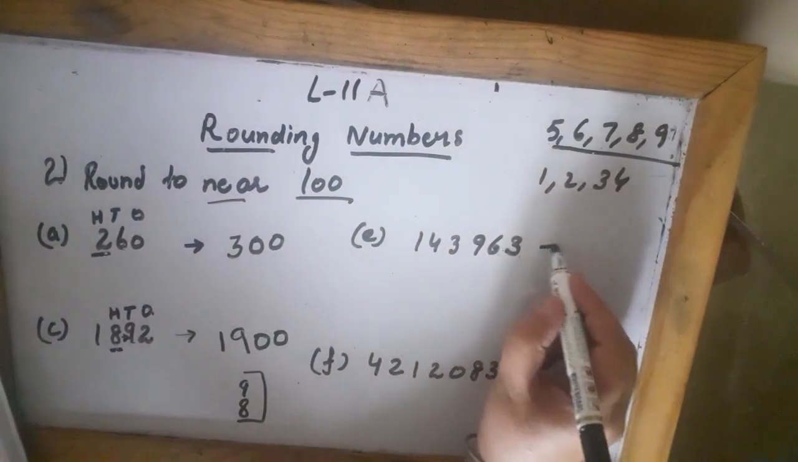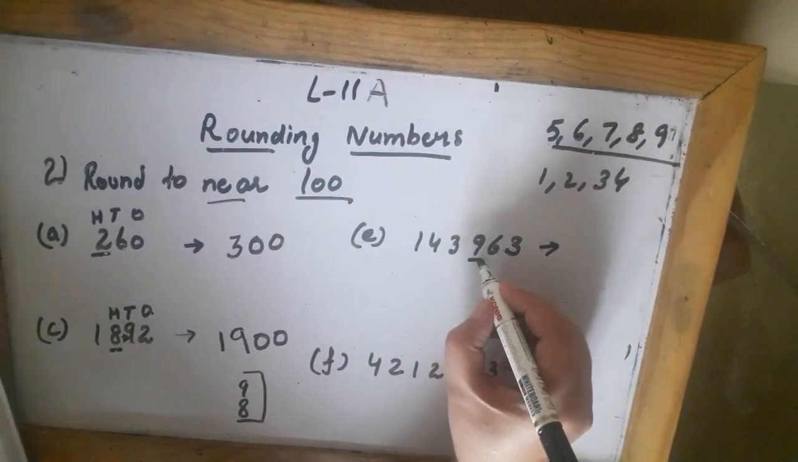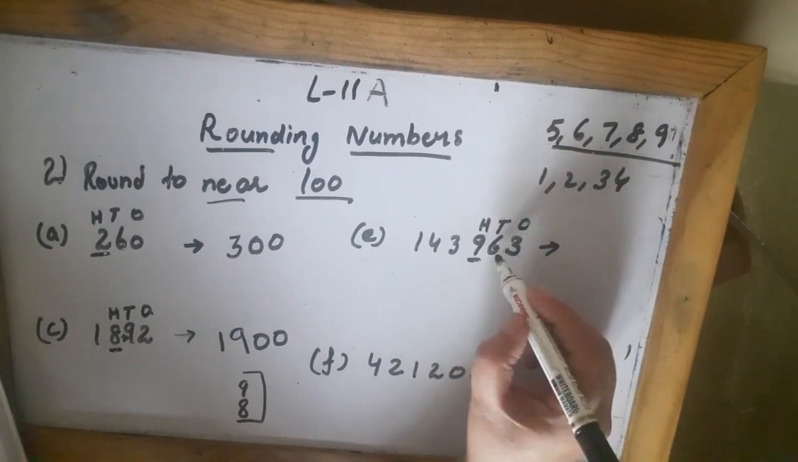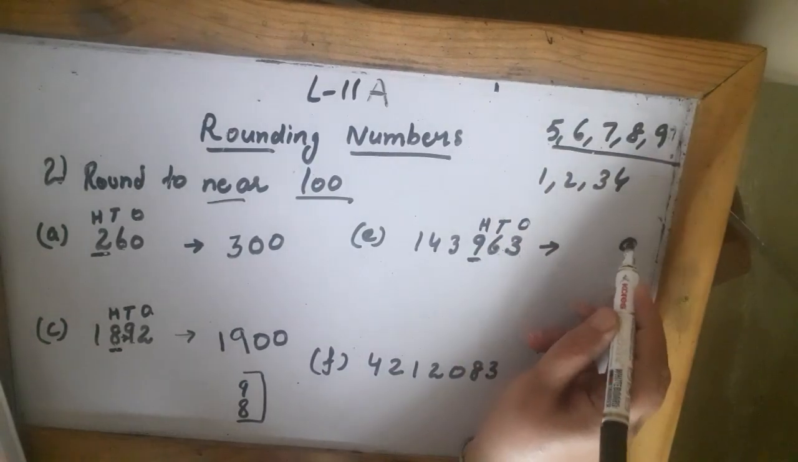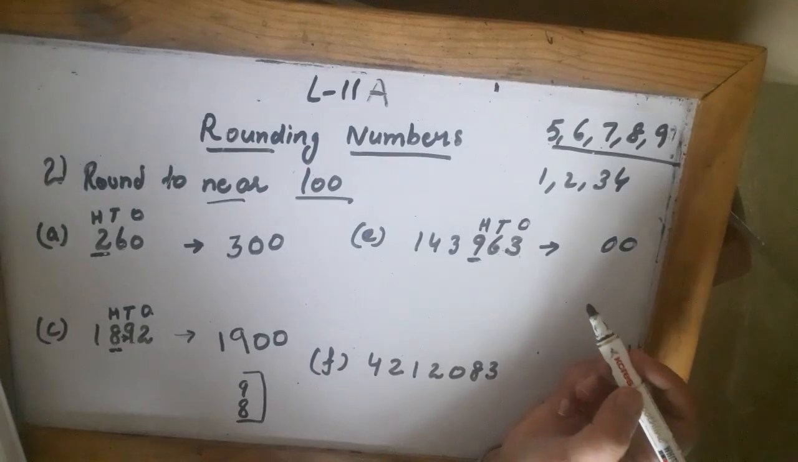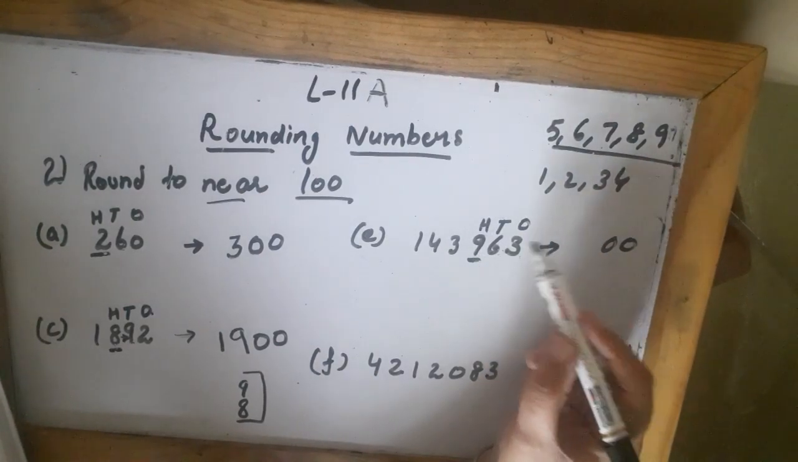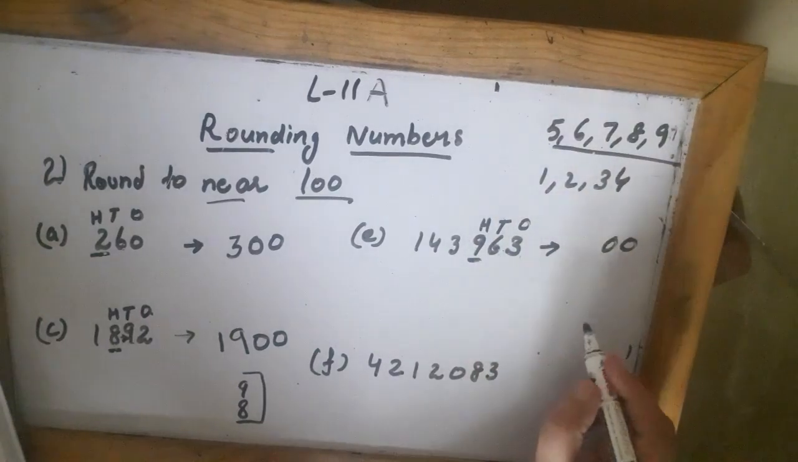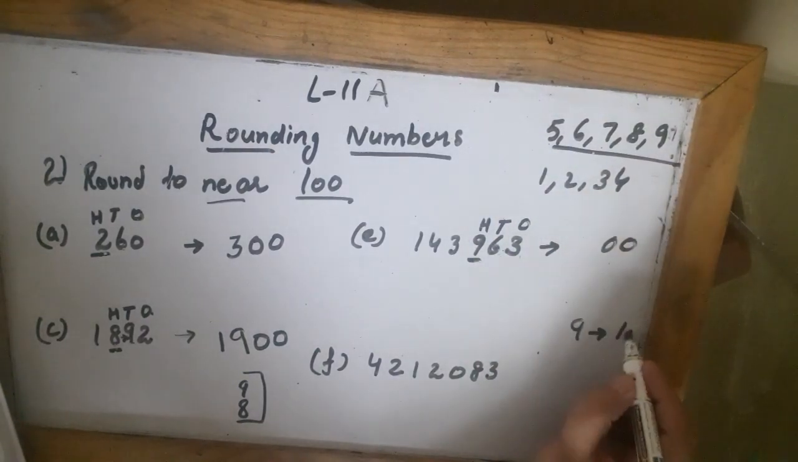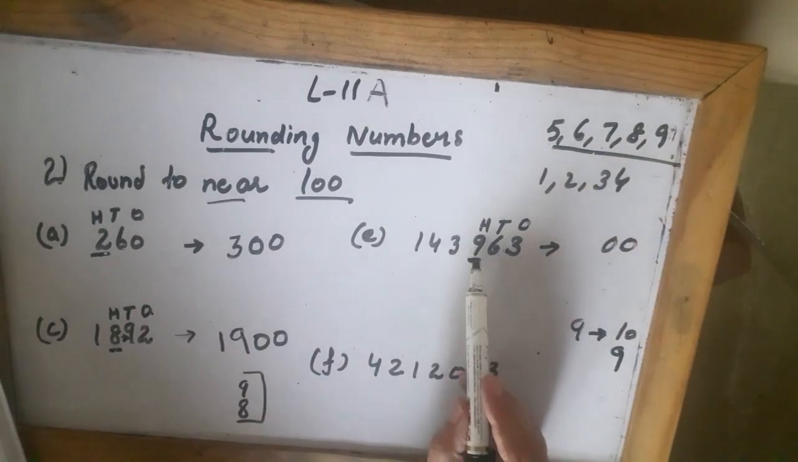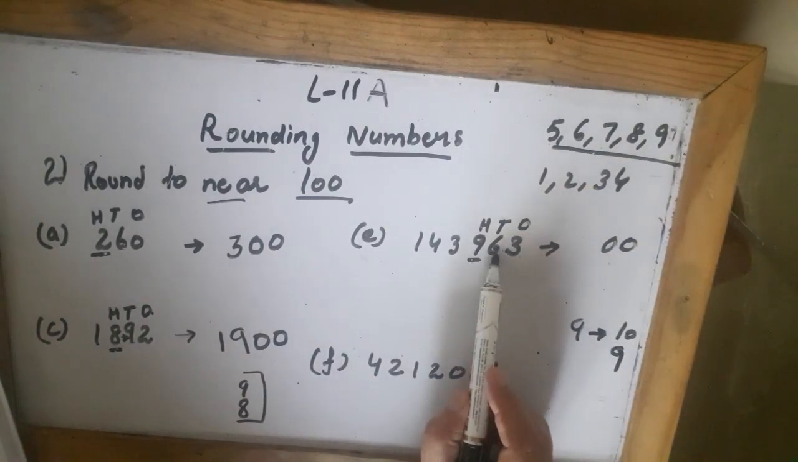Now the E part, which is a hundreds place. The digit at the hundreds place is 9. So ones, tens and hundreds. The digits at the ones and tens place both will become 0. Now 9 will either change to the next digit or remain the same. Like 9 will either become 10 or remain the same. How will I decide? I will look at the next digit.